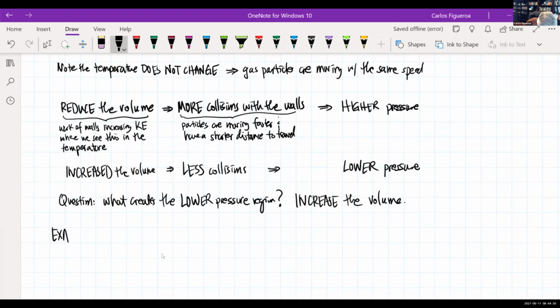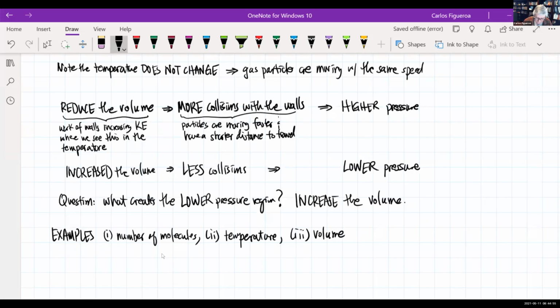We're going to look at some examples here. And the first one, we're going to deal with the number of molecules. The second one, we're going to, of course, deal with the temperature. And the third one will deal with volume. Okay, let's go look at this thing here.